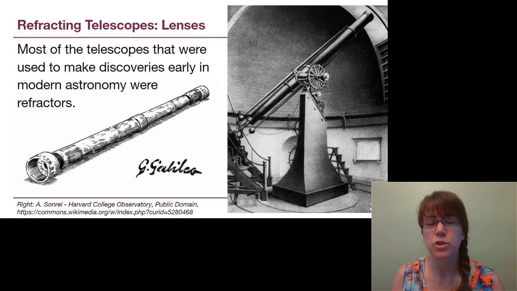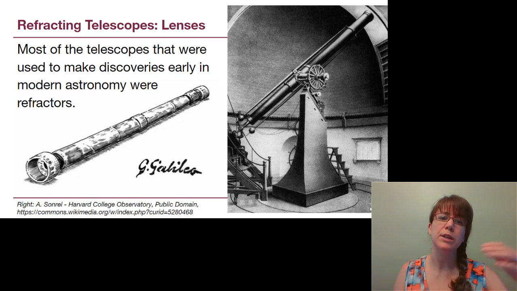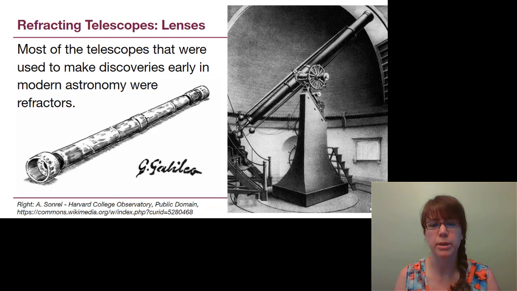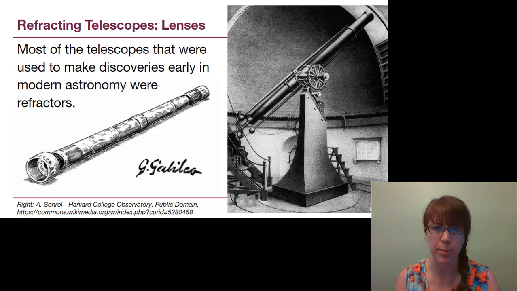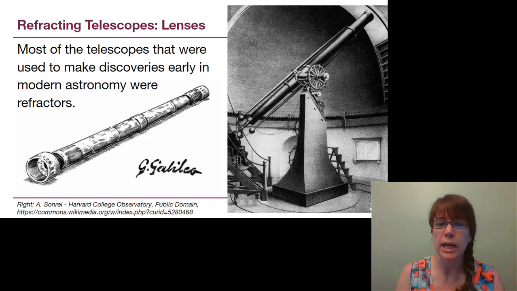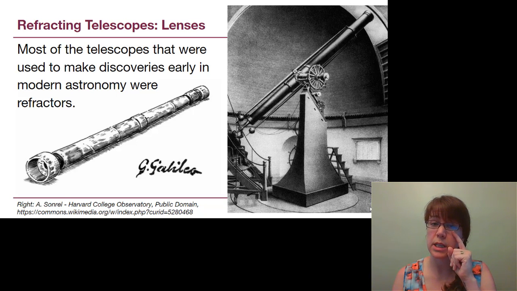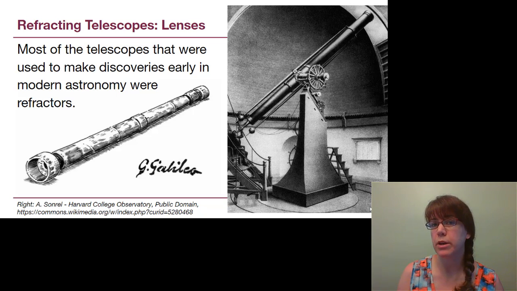Now, most of the telescopes that were used to make the big historical foundational discoveries early on in modern astronomy were refracting telescopes. So, for example, Galileo's telescopes, all of the ones that he made, and there's a sketch of one here, all of the ones that he made were refracting telescopes that had lenses of a couple of inches in diameter. As long as they were bigger across than the human eye, then they were going to do better than just looking up in the sky.